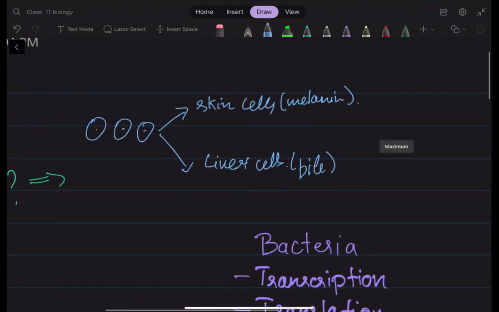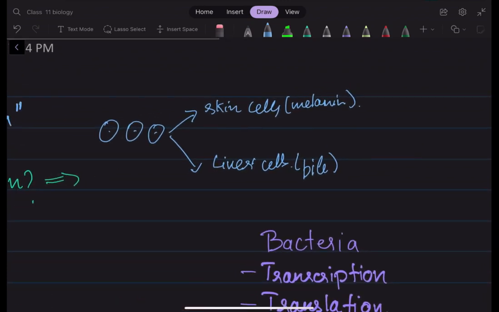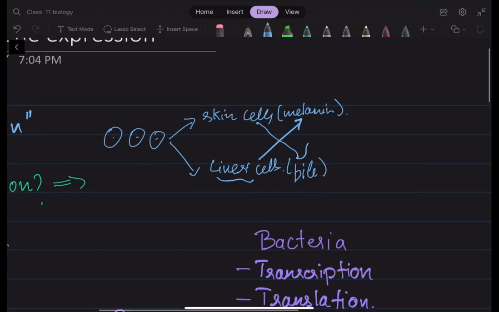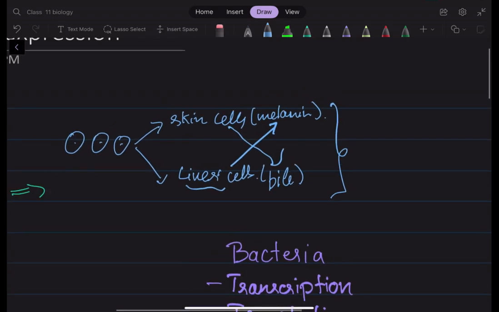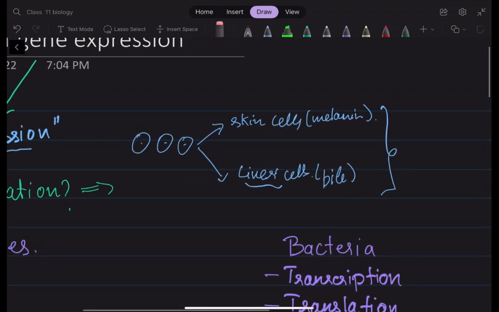Now, let us say, for example, the liver cells, instead of producing bile, start producing melanin, and the skin cells, instead of producing melanin, produce bile juice. So you can see that this will create a dysfunction in the body. This is not supposed to happen. This actually does not happen in our bodies. The skin cells produce melanin, whereas the liver cells produce bile juice itself.